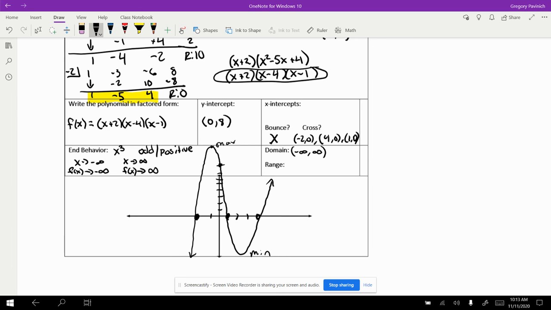There's a lot of stuff on these equations, so my range would be negative infinity to infinity. But we'll practice a lot as we go through. All right, thanks.